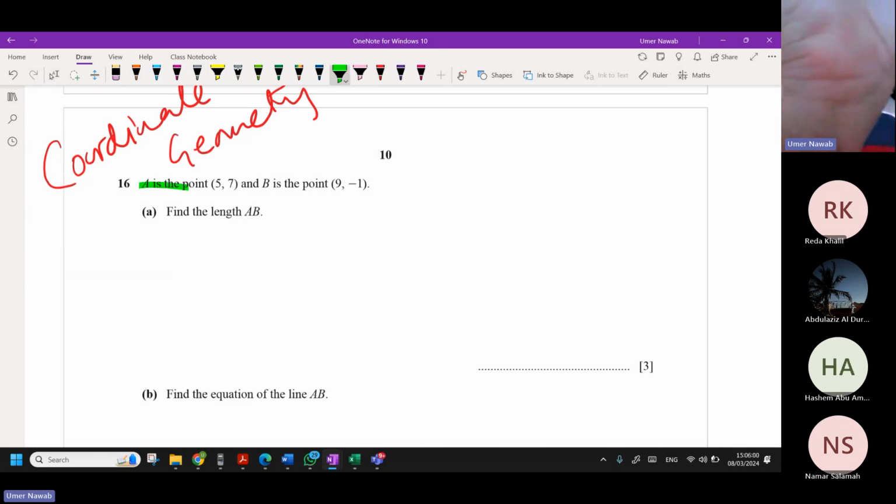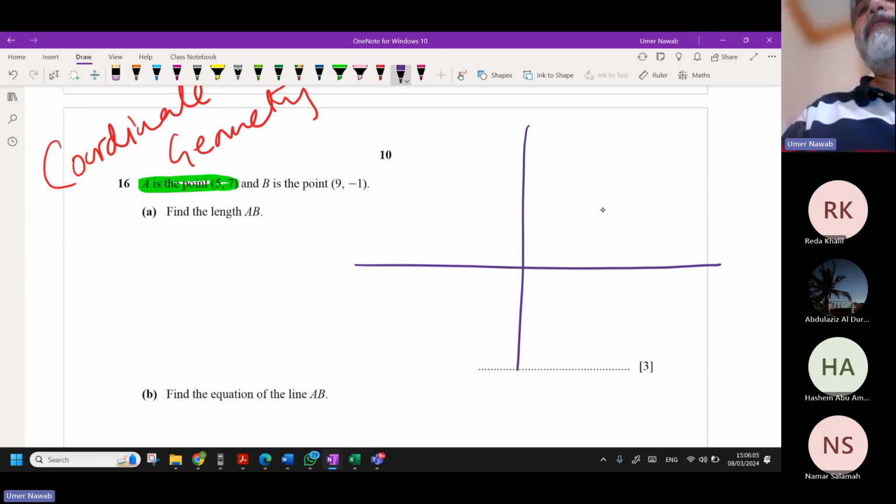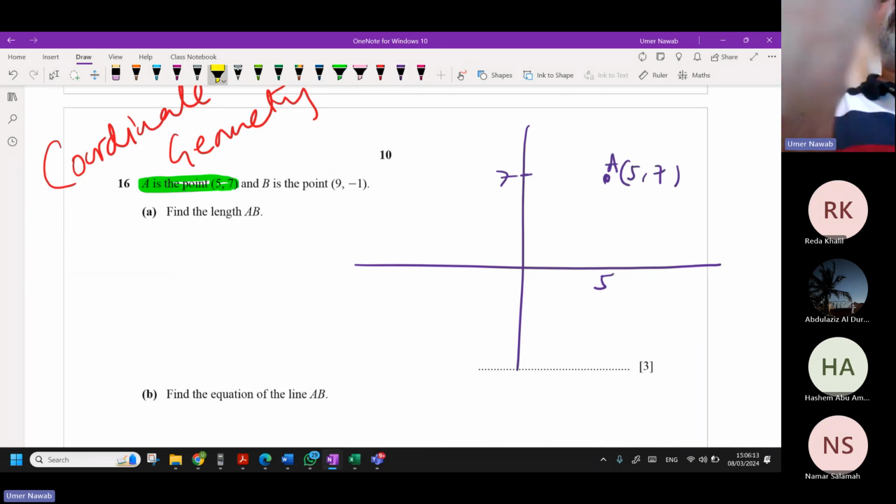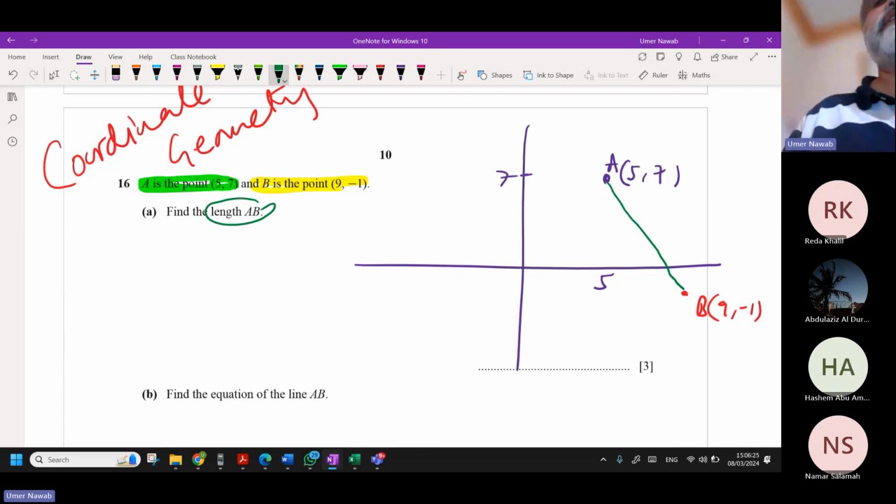In coordinate geometry, he gave you a point 5, 7. So you know that 5, 7 is somewhere here. This is 5 and this is 7. This point is 5, 7. And he labeled it as A. And the second point is B. B is 9, -1. So this is 9, guys, and this is -1. So this is B, 9, -1. Now, examiner is asking you, what is the length of AB? And he's asking you, what is this length?